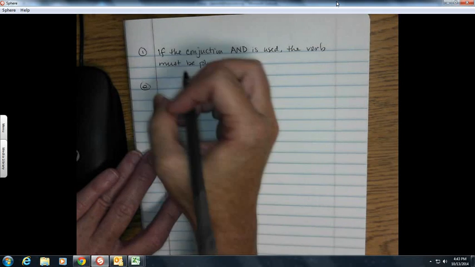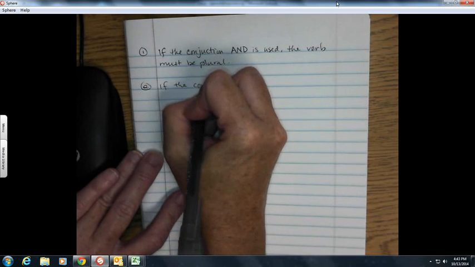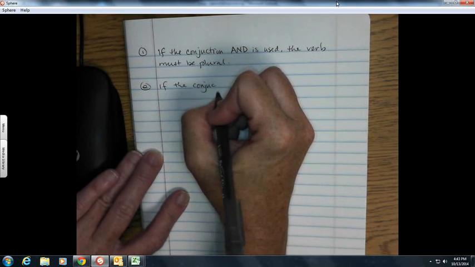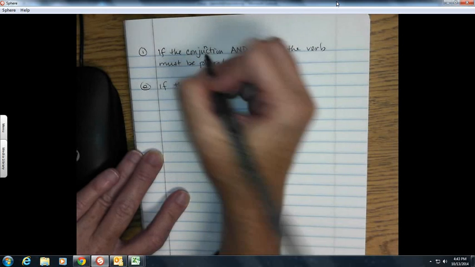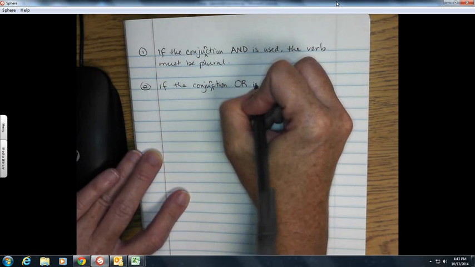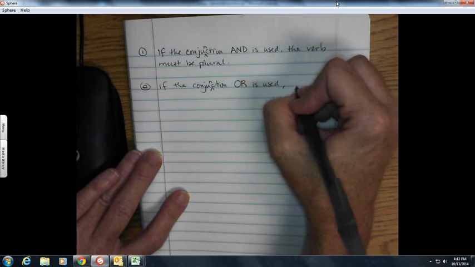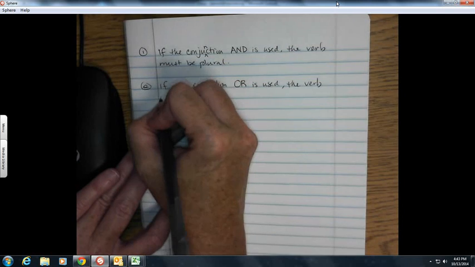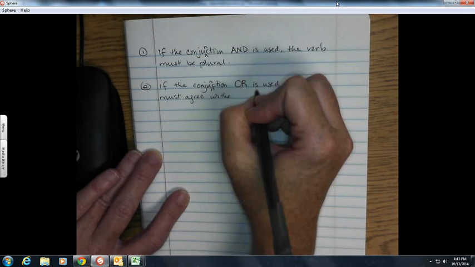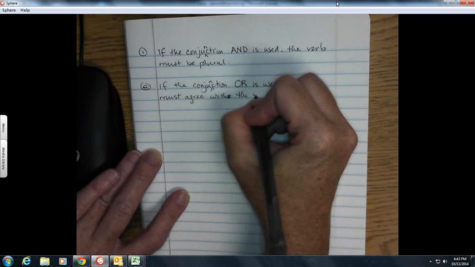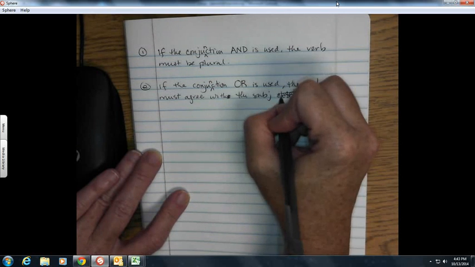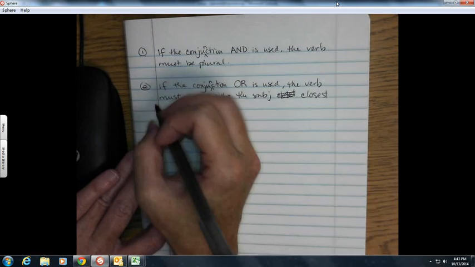If the conjunction, this is rule 2, if the conjunction or is used, the verb must agree with the subject closest to it. You know what? I misspelled conjunction up here. Look at that. And I was about to do it again. I am misspelling all over the place today.